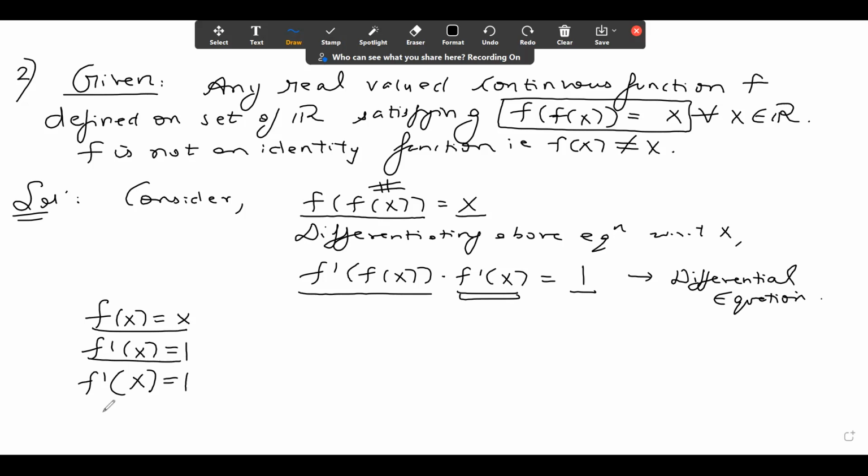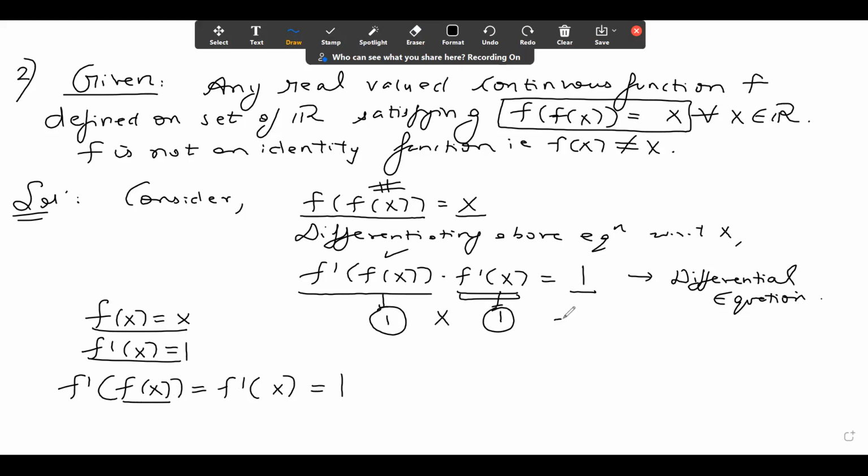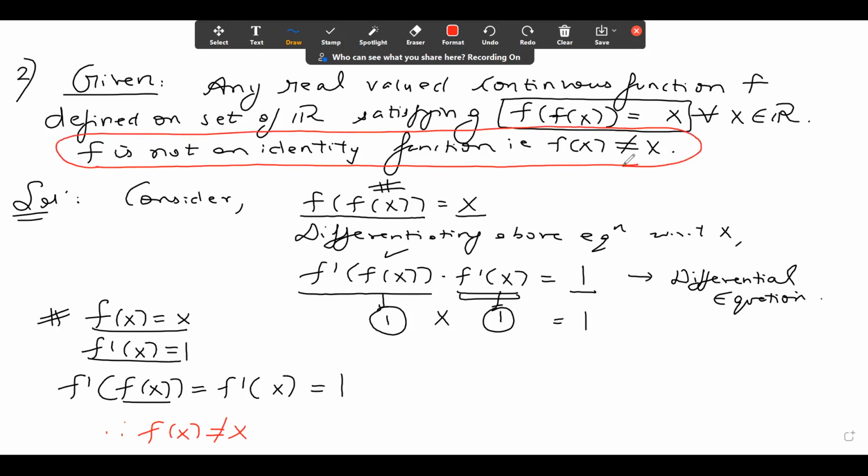So I can write it more properly like this: f dash of f of x is how much? 1 only, and f dash x is equal to 1. So this is also 1, this is also 1, and 1 into 1 is 1. So f of x equal to x satisfies, but in the question we were given that f should not be an identity function. So therefore f of x cannot be equal to x, since in the question we are given that f should not be an identity function.